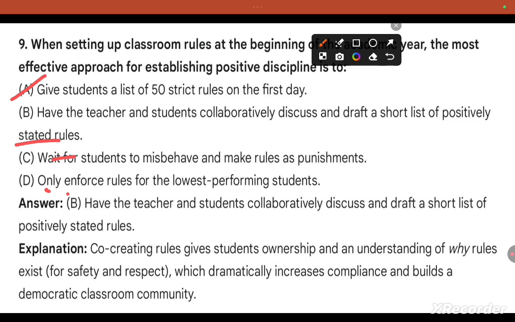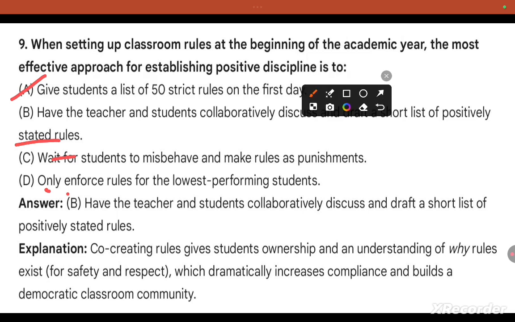Setting up classroom rules at the beginning of the academic year, what is the most effective approach for positive discipline? So here is the answer: have the teacher and students collaboratively discuss and draft a short list. What is good, what is bad, what should we do, what should we not do. Both teacher and student must come together and go with a draft, a short list of positively stated rules.